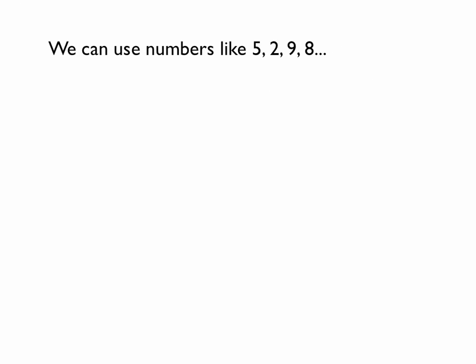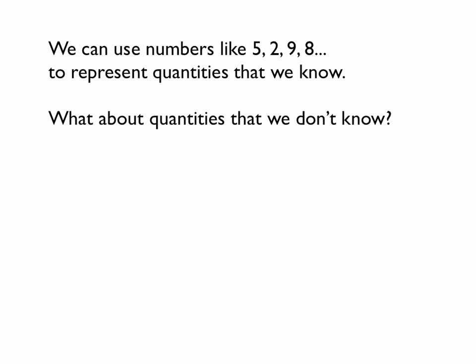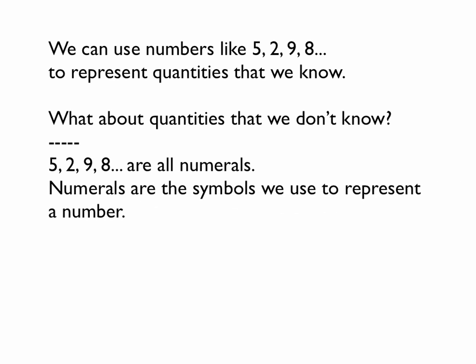Let's be careful, because we can use numbers like 5, 2, 9, and 8 to describe quantities, but they only help us describe and represent quantities that we know. What do we do if we don't actually know what the quantity is? This might be a weird question at first, but let me just clear up some things. 5, 2, 9, and 8 are all numerals. They're the shapes, they're just pictures, they're symbols that we use to represent the ideas that we defined on the previous page, right? We use that curvy looking shape with the squarish part on top that we call 5 to represent the idea of 5, right?